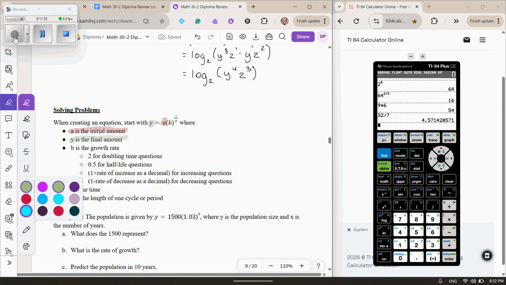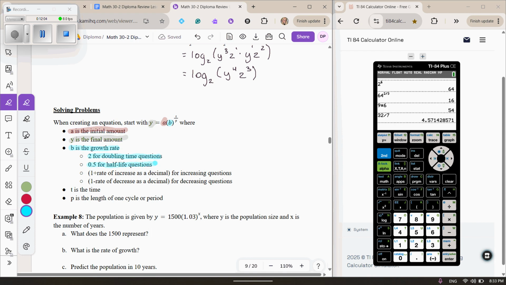Okay, the next one is b. B is your growth rate. So this one has a lot of different options for what it can be. So I have broken it into 4 different sections. If you have a doubling time question where it says, oh, it doubles in this amount of time, then your b value is going to be 2. If you're talking about a half-life question, your b value is going to be 1 over 2 or 0.5.